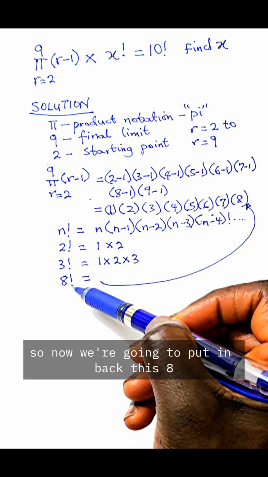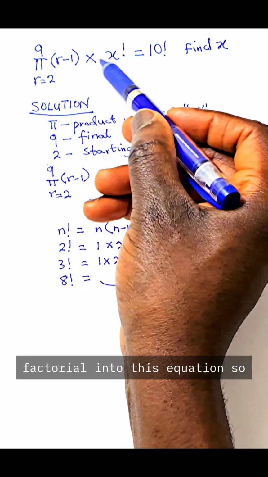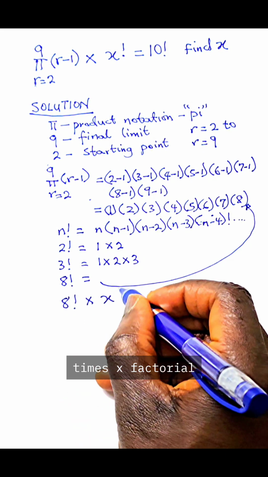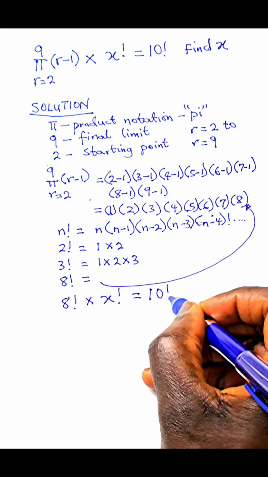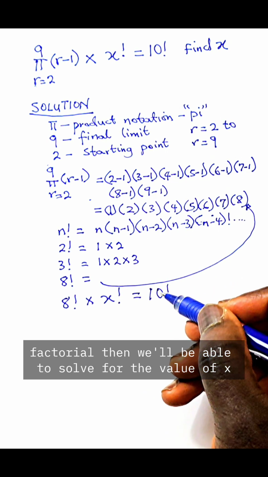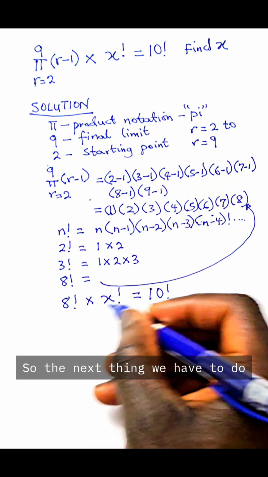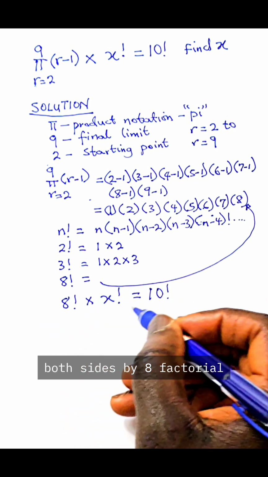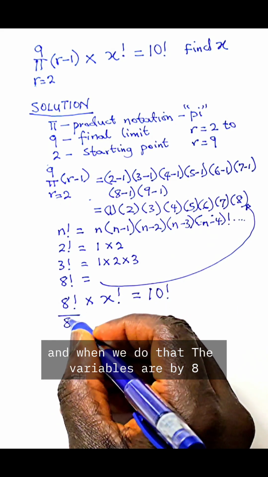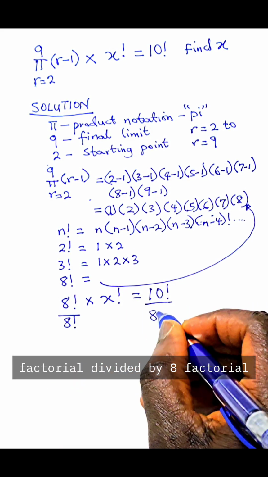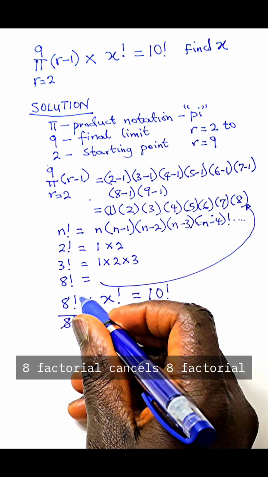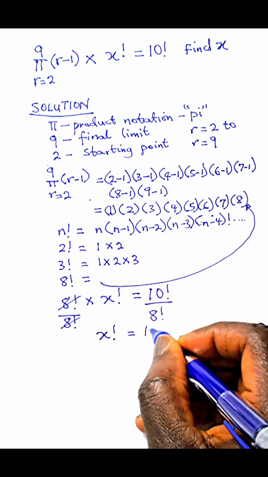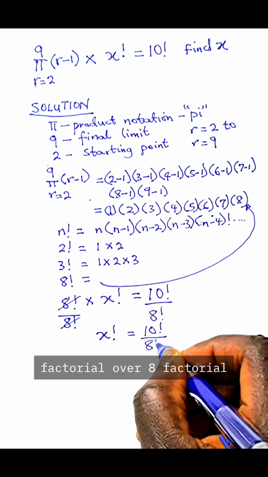So now we're going to put this 8 factorial back into this equation. What do we have? We're going to have 8 factorial times x factorial equals 10 factorial. Then we'll be able to solve for the value of x. Because we're looking for x, the next thing we have to do is divide both sides by 8 factorial. 8 factorial cancels 8 factorial. So we're going to have x factorial equals 10 factorial over 8 factorial.